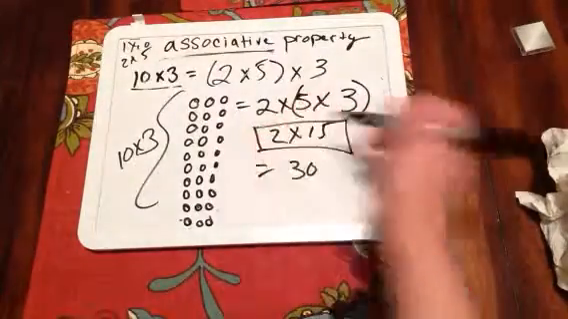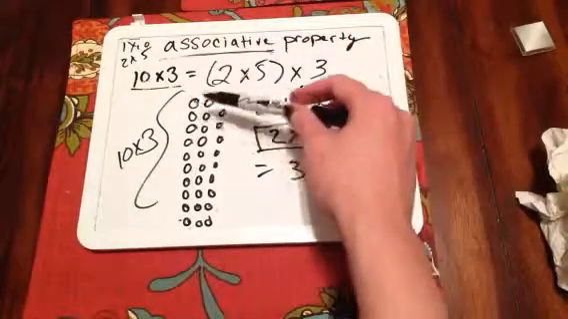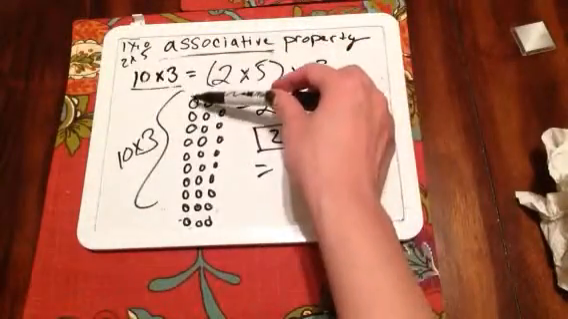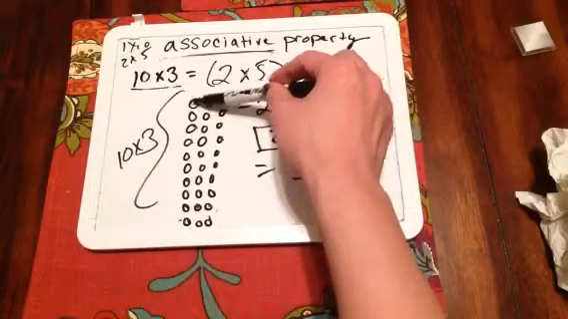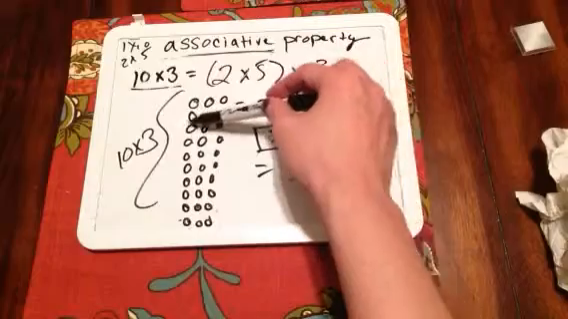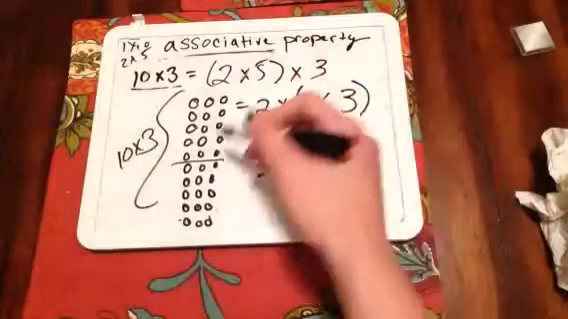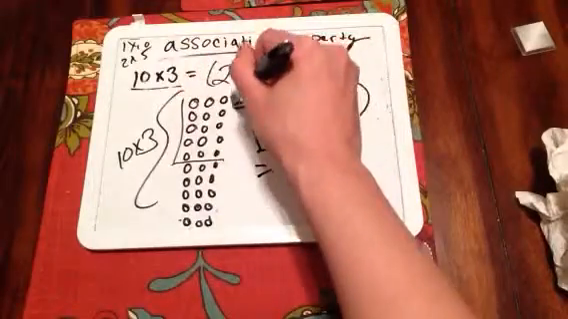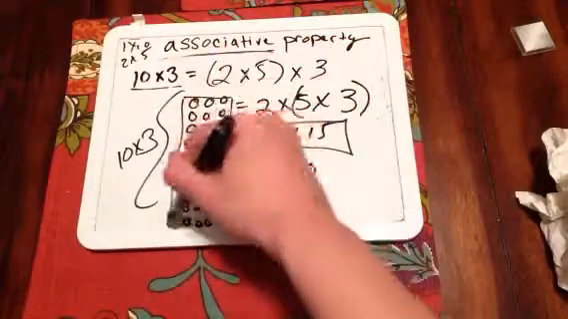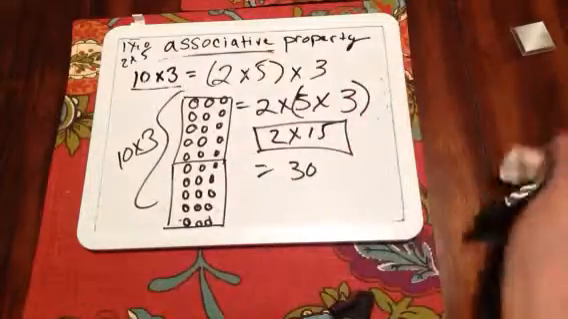So this 2 times 15 means 2 groups of 15. So count out 15, right? So we've got 3, 6, 9, 12, 15. So this is 2 groups of 15 right here, 1 group, 2 groups, and that's a way to group it, right?